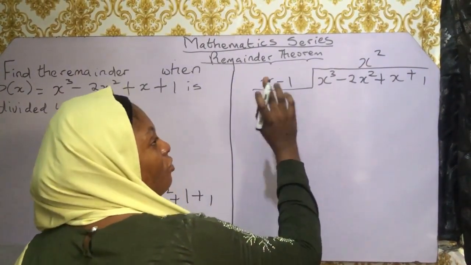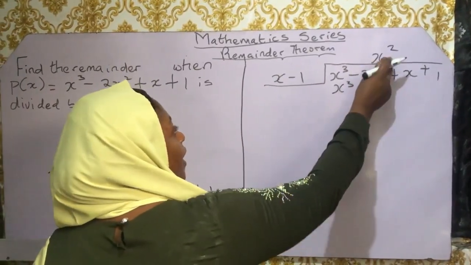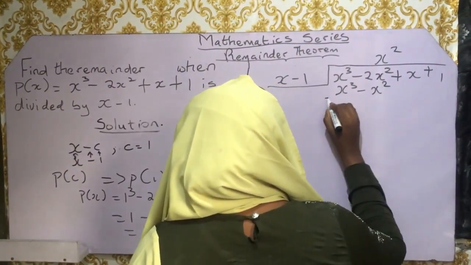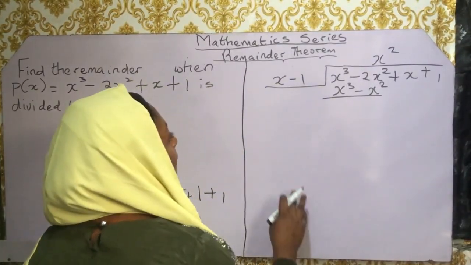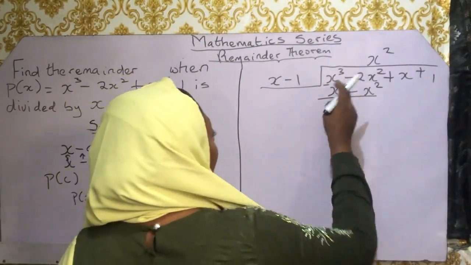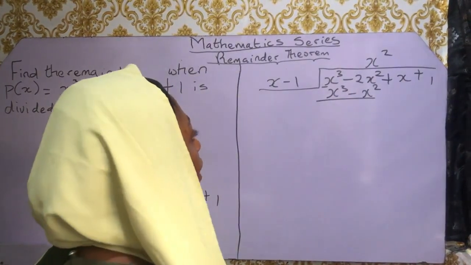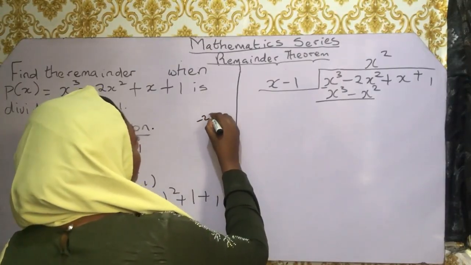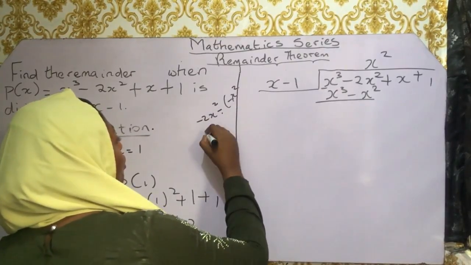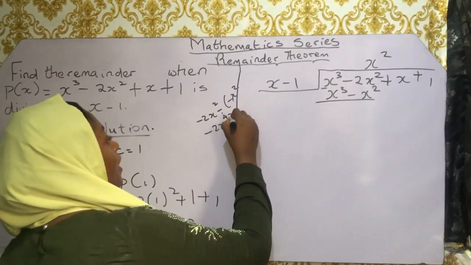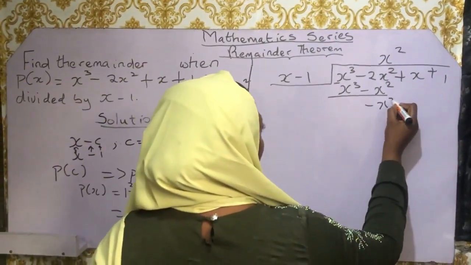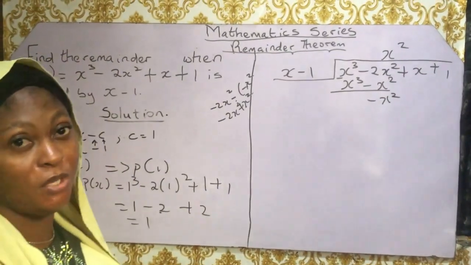X squared times x will give you x to the power of 3. X squared times negative 1 will give you negative x squared. Okay, so you subtract now, just like your normal rule of long division. Negative 2x squared minus negative x squared: minus times minus becomes plus. So negative 2x squared plus x squared will give you negative x squared. And you have x cubed minus x cubed, that will give you 0.